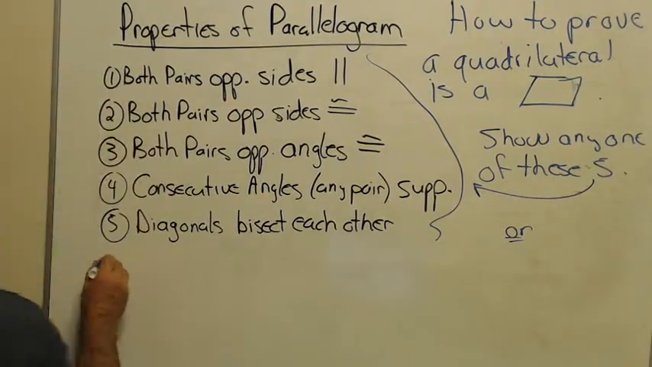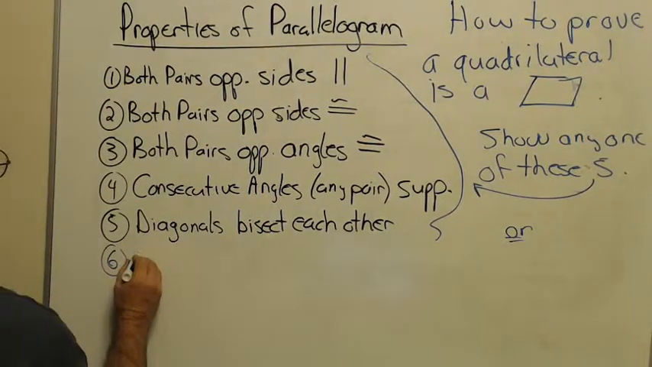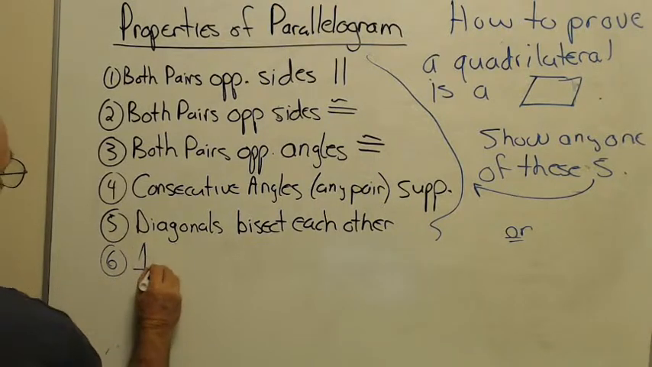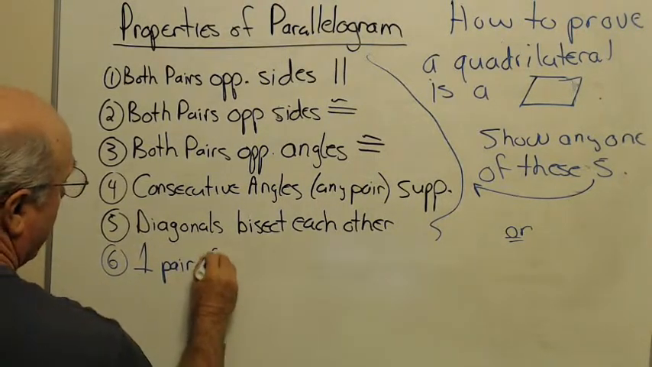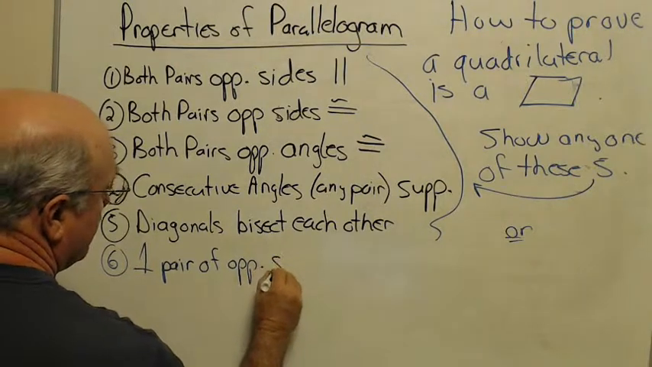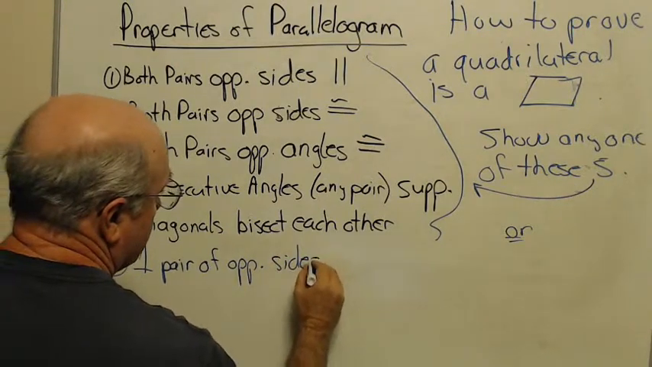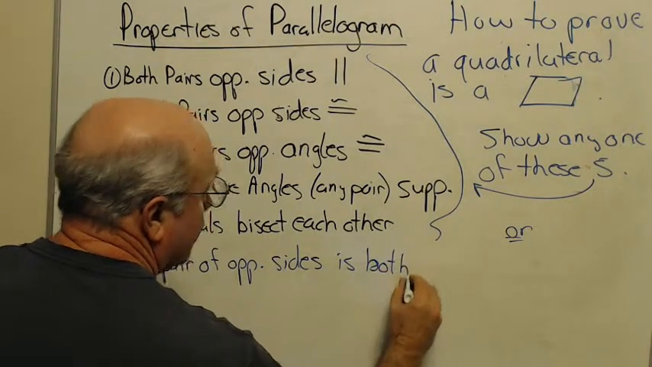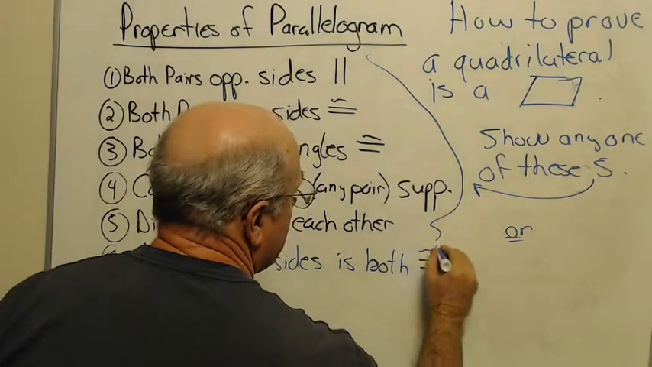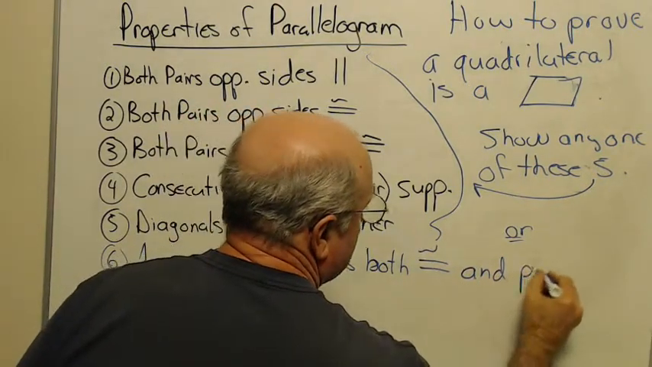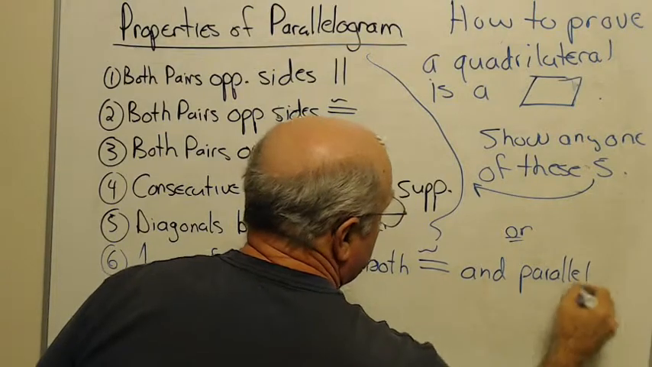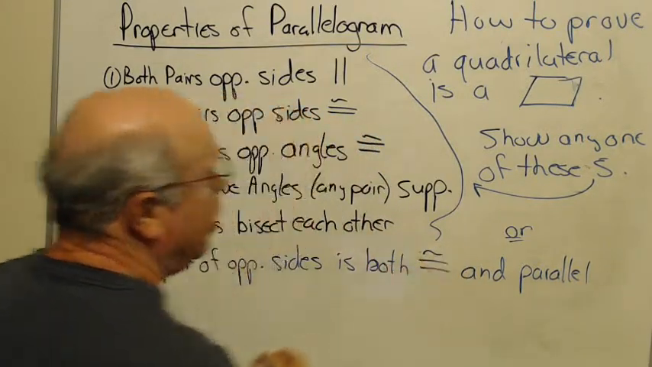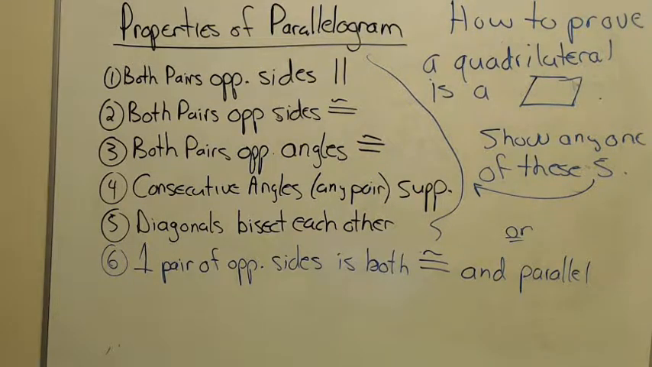Number 6 is to show one pair of opposite sides is both congruent and parallel. So if one pair of opposite sides is both of those things, you've got a parallelogram. So we really already knew most of the ways that you could prove it. We just added one more.